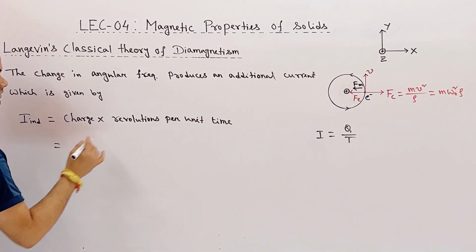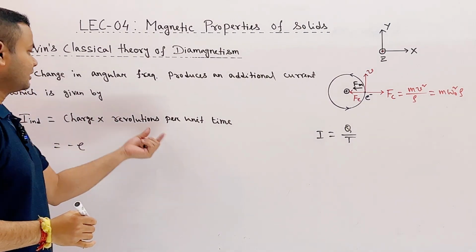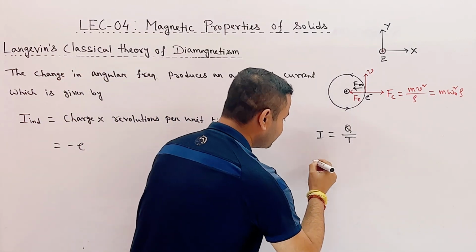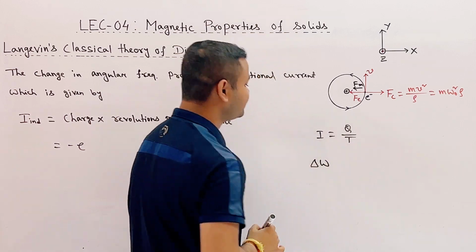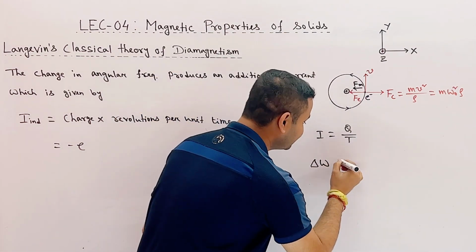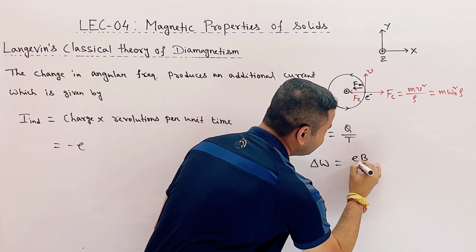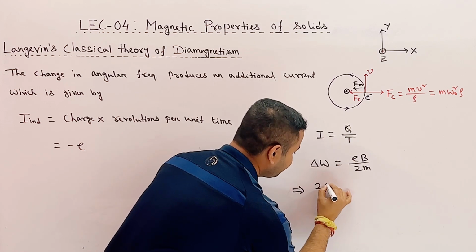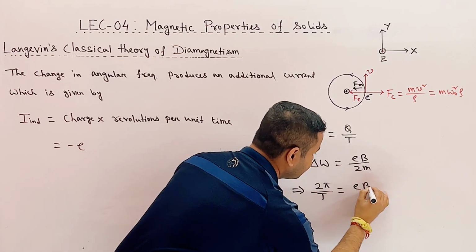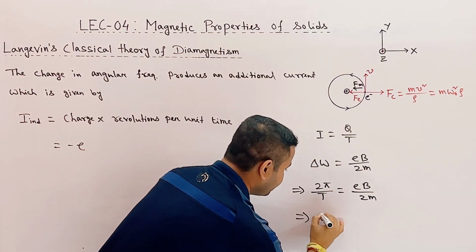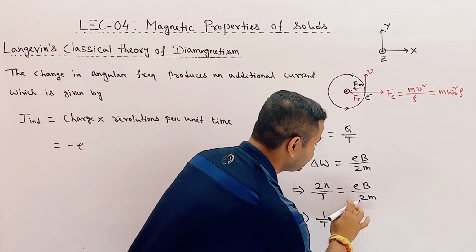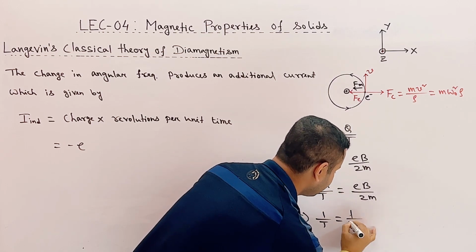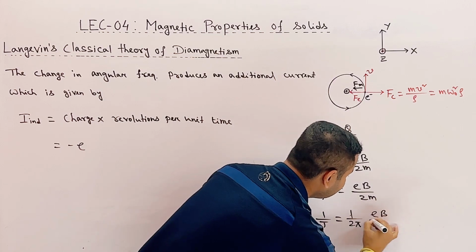In our case, the charge of the electron is minus E, and revolutions per unit time can be calculated by using this relation. Students, we have found that the change in angular frequency of the electron due to the presence of external magnetic field is given by EB divided by twice m. This term can be written as twice pi by T. So therefore, the value of 1 by T is given by 1 by twice pi into EB divided by twice m.